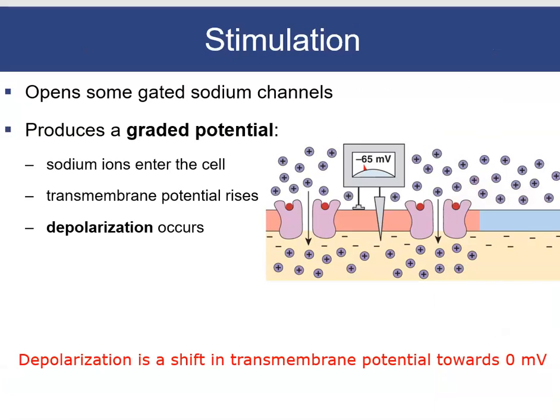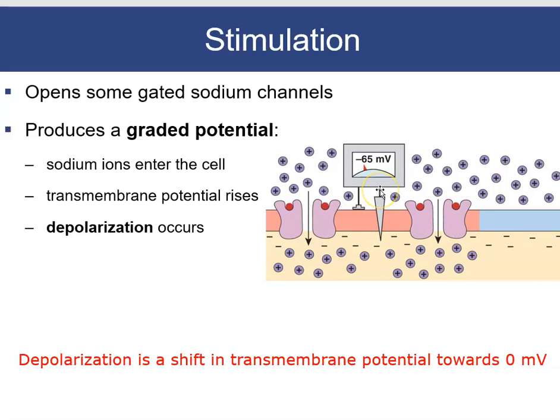All right, we need a stimulation to generate an action potential. What a stimulation does is it will open some of the gated sodium channels, depending on how strong that stimulus is. Here, we're looking at just a graded potential. We had a little small stimulus that opened a few of those sodium gated channels, and sodium came in. And the transmembrane potential rises.